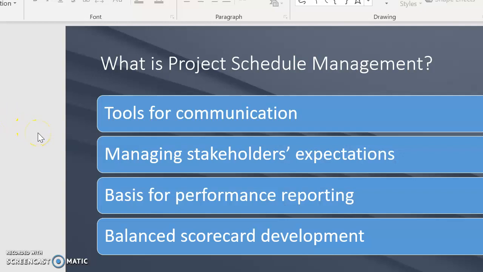Now, the first thing that I want to talk about a little is this idea of project schedule management. According to the PMBOK, project schedule management provides a detailed plan that represents how and when the project will deliver the products and services, and as a result, the scope of the project. It serves as a communication tool and a management tool to manage stakeholders' expectations, and it could be used as a tracker for performance of different report outs. And also during this phase, stakeholders could develop a balanced scorecard.